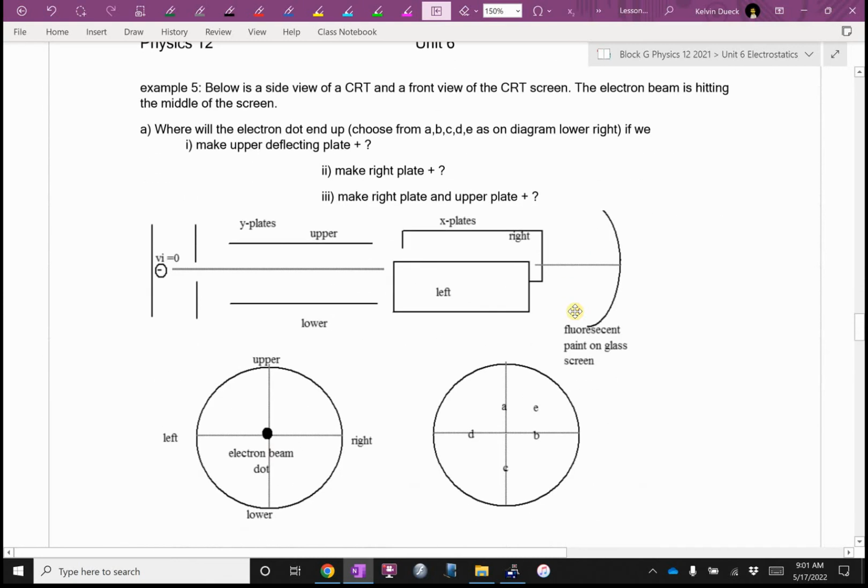So, example 5. Now we'll start to draw. Below is a side view of a very basic CRT and a front view of the CRT screen. The electron beam right now is hitting the middle of the screen. You probably have never seen it, but old-style TVs, when you turned them on, they had to warm up. And at the beginning, you would just see a bright dot dead center. That was the electron beam coming straight out of the page at you.